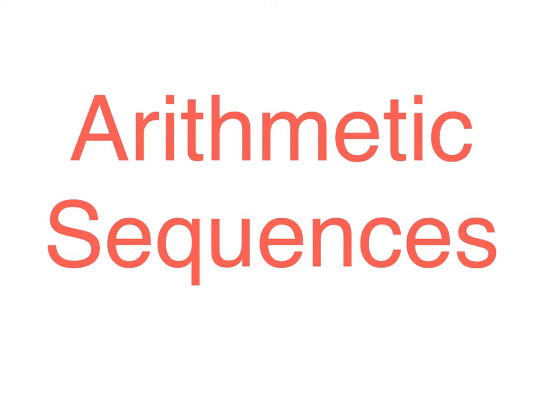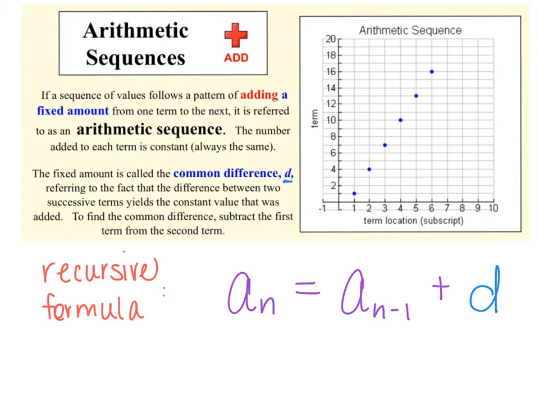In this video, we're going to talk about arithmetic sequences. An arithmetic sequence is a type of sequence where there is a fixed amount that is being added to each successive term. So it's all about addition, arithmetic addition. So it's a linear type function.